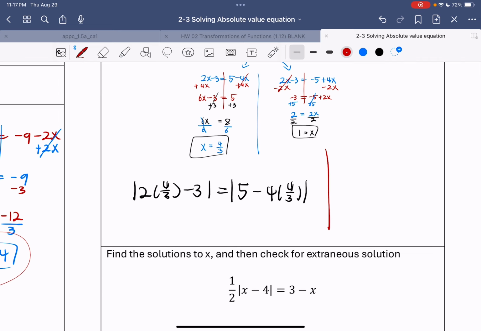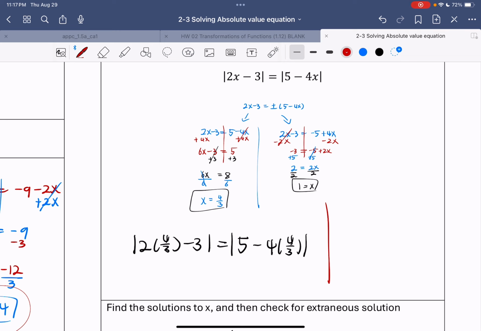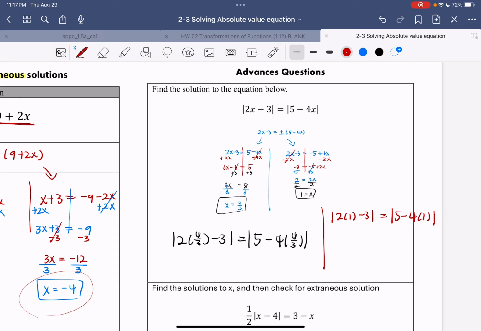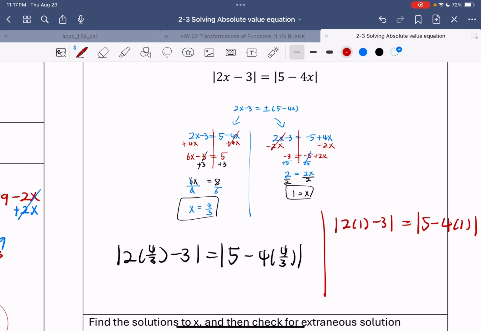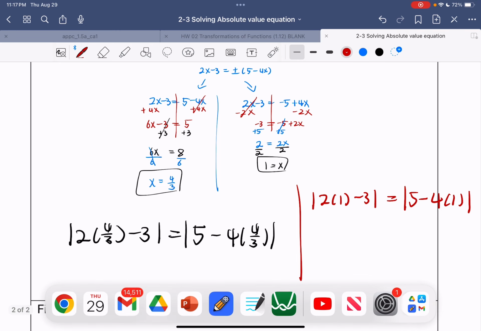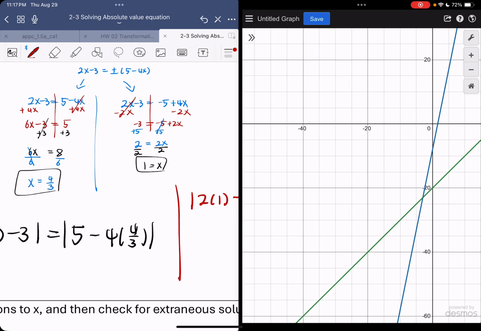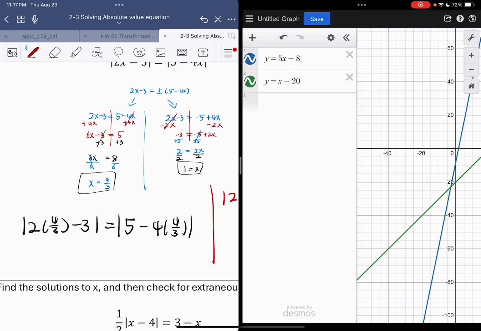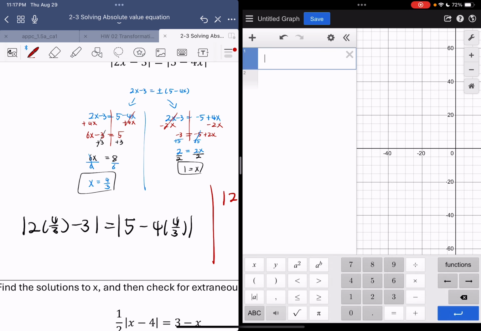I have to put the absolute value of 2 times 1 minus 3 equals 5 minus 4 times 1. So here, I will show you how to use Desmos for this one, okay? Although there are some ways that you can do without even showing this, but here.